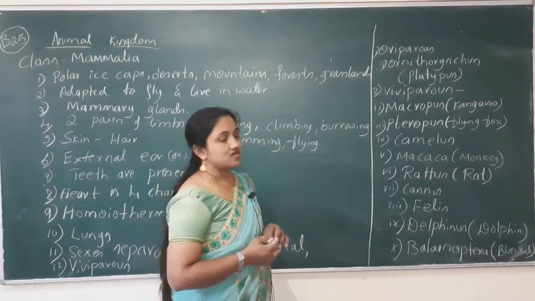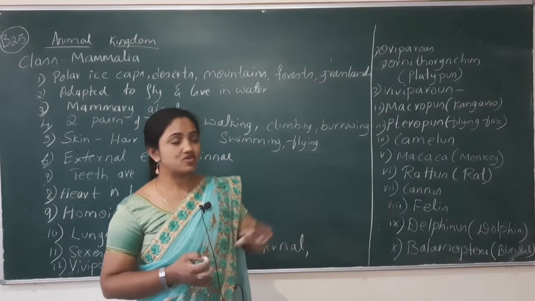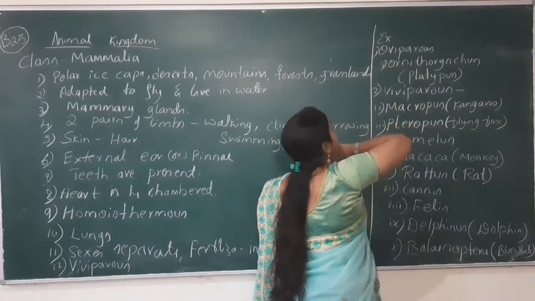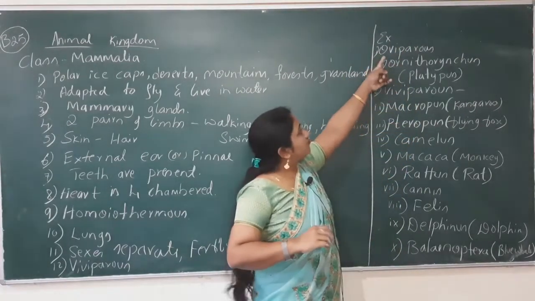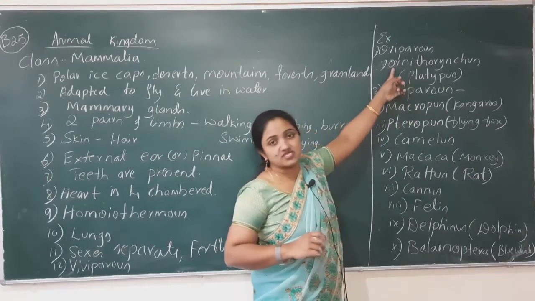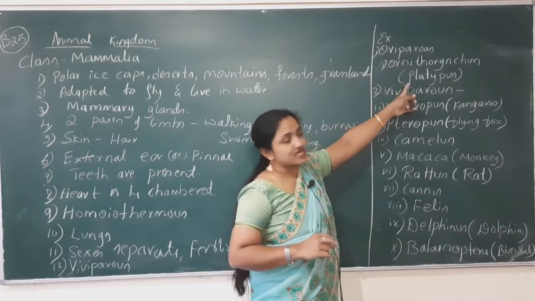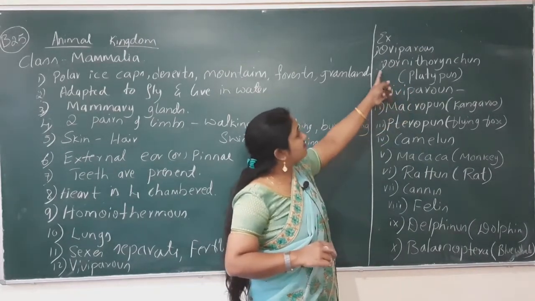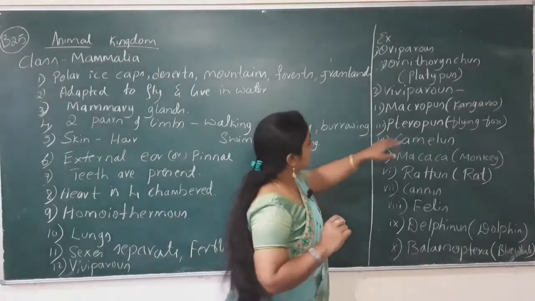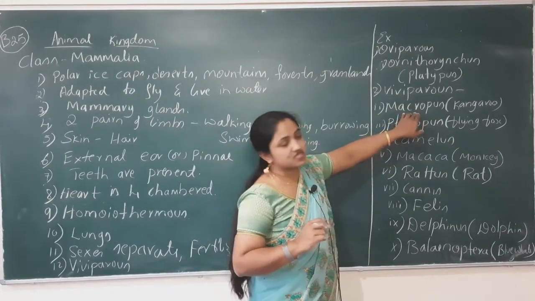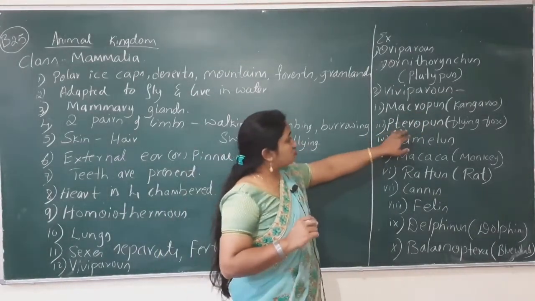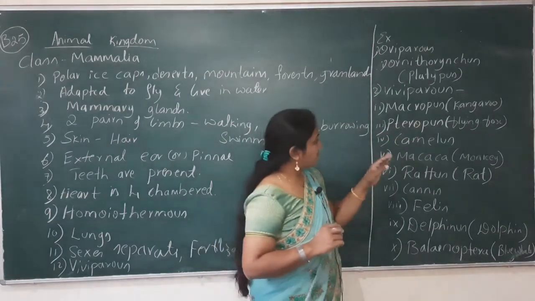So in this session we studied, so let me tell you the examples. These are the examples of class Mammalia. I have given number 1 to oviparous, number 2 to viviparous. In oviparous we see only one example here, that is Ornithorhynchus, that is Platypus. In viviparous, Macropus is the example, the scientific name for kangaroo. And Pteropus, common name is flying fox.